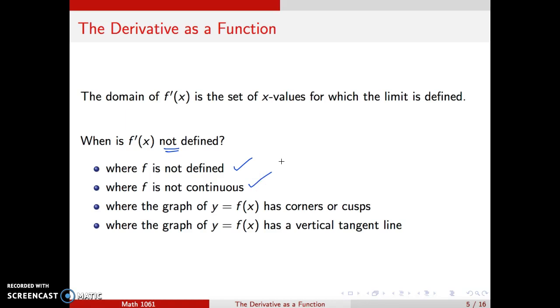A couple other spots, a little bit harder to see, but if we think about it, it makes sense, is where the graph might have corners or cusps. We'll see geometrically what that interpretation is in just a second. And where the graph has a vertical tangent line. Remember, think of f prime as the slope of the tangent line, and a vertical slope is not defined. And so that would be that case there. We'll come back to that, like I said.